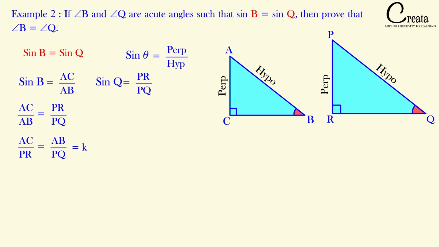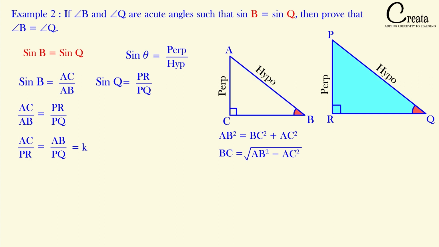Further, these two triangles are right angle triangles. So we can simply apply the Pythagoras theorem in a right angle triangle. Okay. Here let's apply the Pythagoras theorem in the first triangle. AB square is equal to BC square plus AC square. We can rewrite this as BC is equal to root of AB square minus AC square.